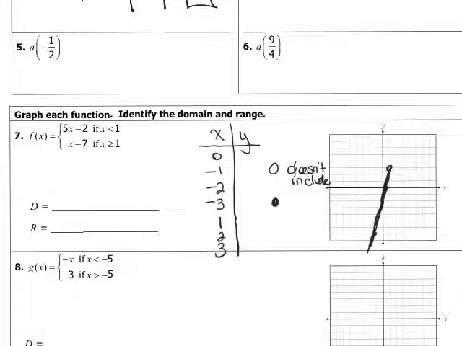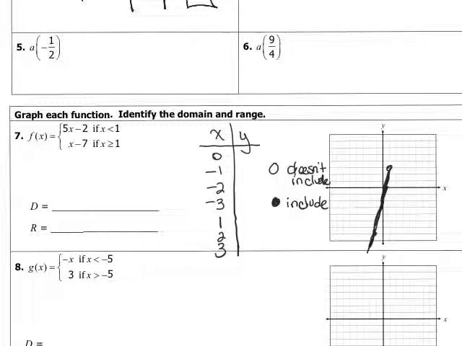Closed circle includes. And I was telling a student the other day, I think of a closed circle like a fist, where I grab it, I'm holding it, it includes it, I've got it in my hand. So open circle means I've let it go, it does not include it, I don't have it. Closed circle means it's included.